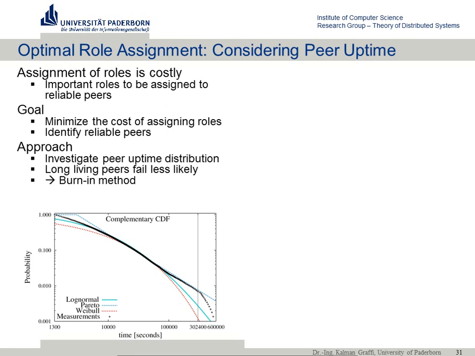So the idea was this so-called burn-in method. I'm not sure whether there's a graph. No. The idea is to identify reliable peers and to make this not too many times.